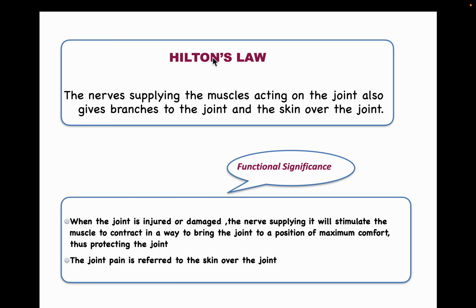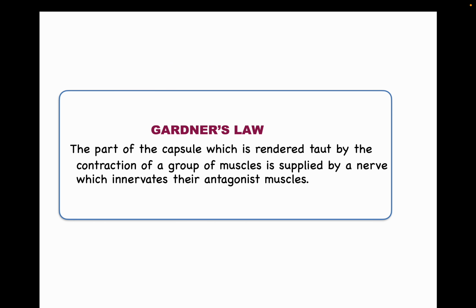This is the functional significance of Hilton's law, which states that the nerves which supply the muscles acting on that particular joint also give branches to the joint and the skin over the joint. So that is Hilton's law. Gardner's law: the part of the capsule which is rendered taut by the contraction of a group of muscles is supplied by the nerve which innervates their antagonist muscles. So this is Gardner's law.